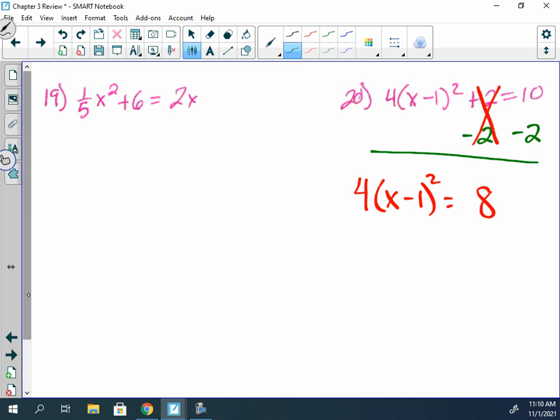Now the parentheses aren't completely by themselves yet. We need to do what next? Divide both sides by 4. And when we divide both sides by 4, we're left with x minus 1 squared is equal to 2.